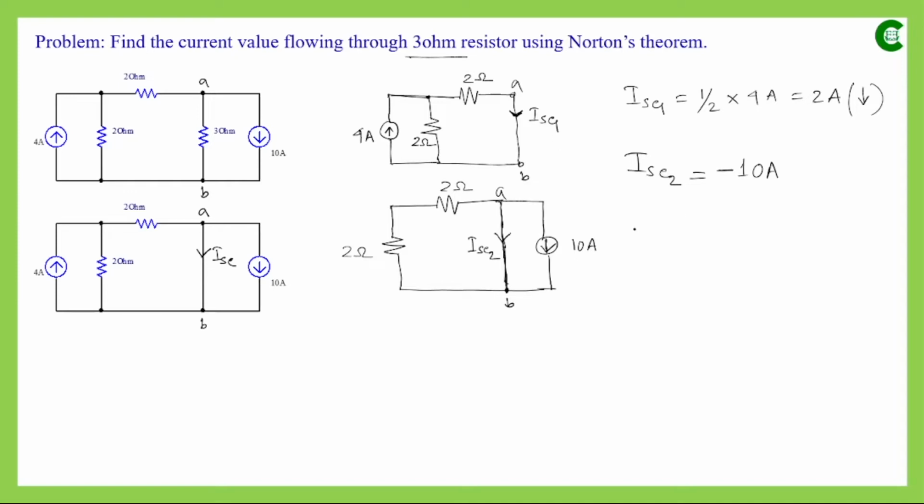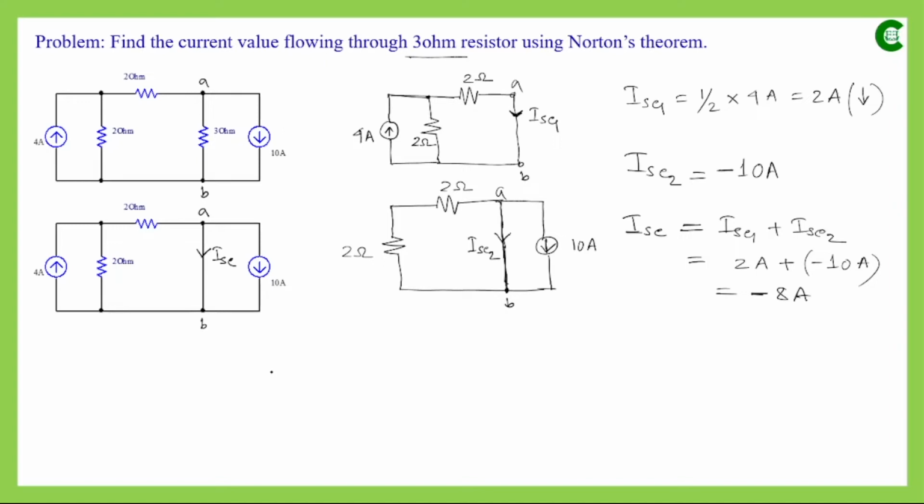If we apply the superposition theorem, the short circuit current through this path will be the algebraic sum of the currents due to these two current sources. So it will be ISC1 plus ISC2. ISC1 has value 2 ampere and ISC2 has value minus 10 ampere, so it will finally be minus 8 ampere, with the assumed direction downward. With respect to that direction the current value is minus 8 ampere, which means the current is actually flowing upward through this shorted path.